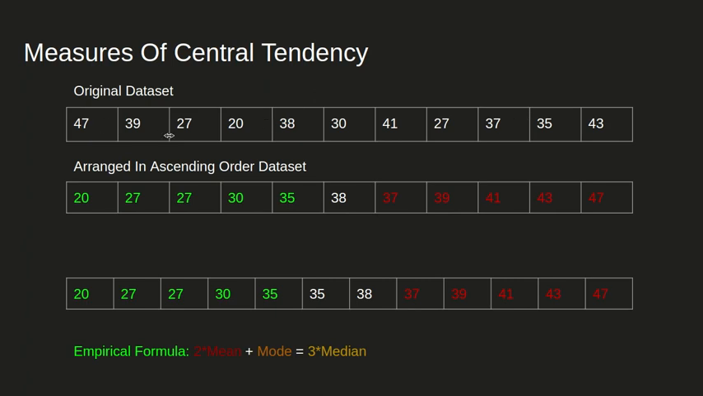47 you have only 1. 39 you have only 1. 20 you have only 1. 38 you have only 1. 30 you have only 1 occurrence. 41 we have only 1 occurrence, and so on. All the others we have only 1 occurrence. So the number with the highest occurrences, or the highest frequency, is 27. So that is the mode of the data set, 27.